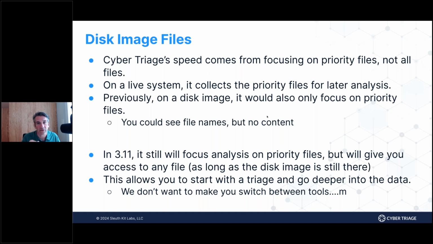You can still always analyze the priority files, and you can now get the secondary files as long as that disk image is still accessible. So this allows you basically to start off as a triage, right? Quickly focus on things, and then you want to do that deeper dive on a given system, and you want to look into, hey, what the heck are all these other files inside the user folder that for whatever reason Cyber Triage didn't consider a priority. You can go back in there, you can click around there.